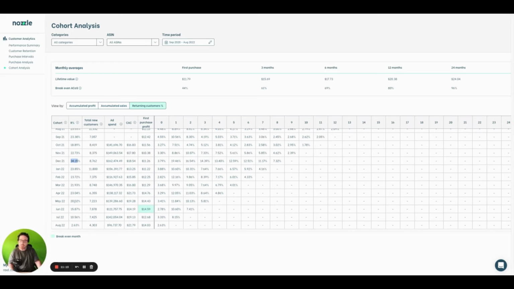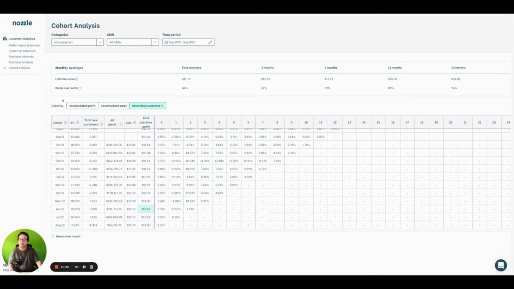And then one really important thing to know is generally for the last 3 months, these numbers are going to be a lot lower than historical numbers. And the reason for that is the customers that have bought for the first time in the last 90 days, they really haven't had enough time to buy again, right? It's only been 90 days. They haven't had enough time to buy again in order to compare it to previous cohorts.